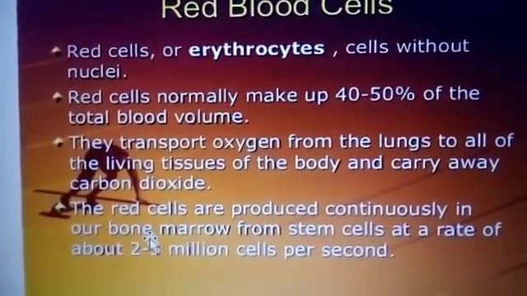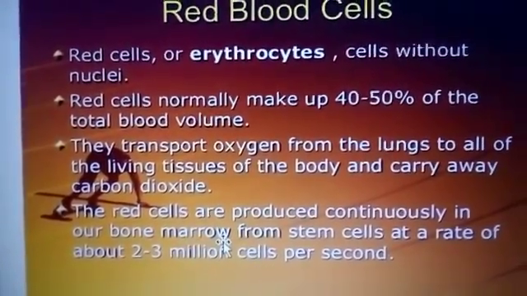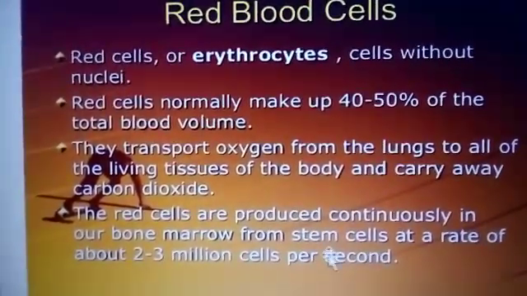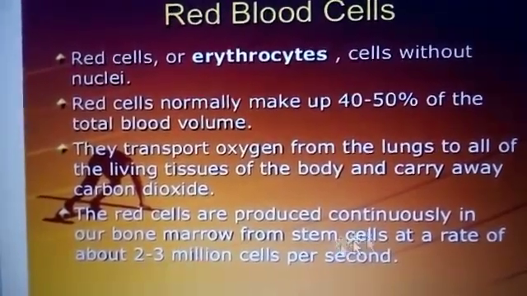So where are these red blood cells produced? They are produced in the bone marrow of our bones, from the stem cells in the bone marrow.